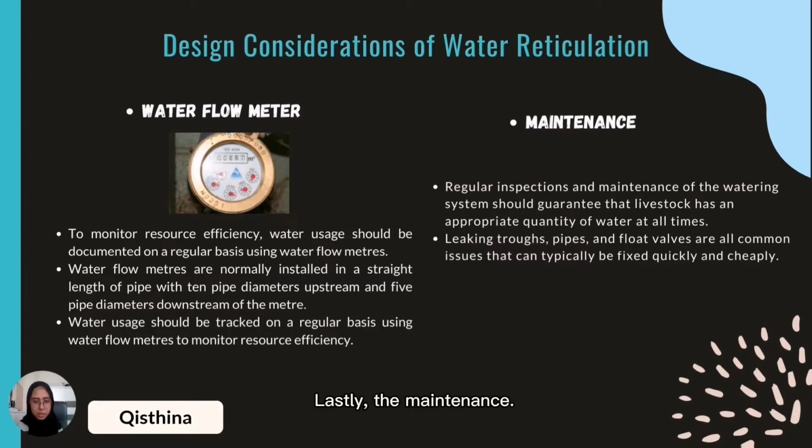Lastly, the maintenance. Regular inspections and maintenance of the watering system should guarantee that livestock has an appropriate quantity of water at all times. Leaking troughs, pipes, and float valves are all common issues that can typically be fixed quickly and cheaply.